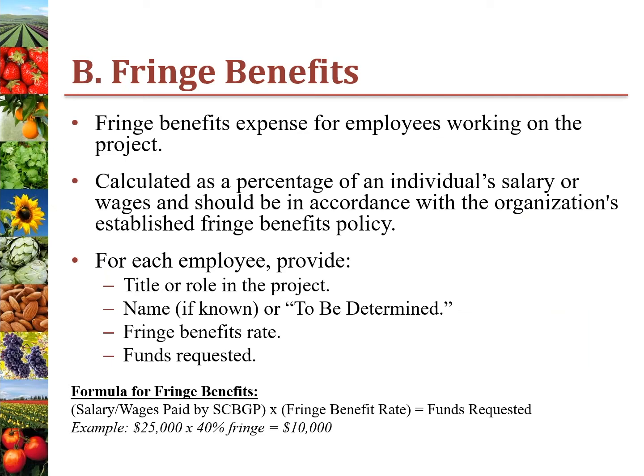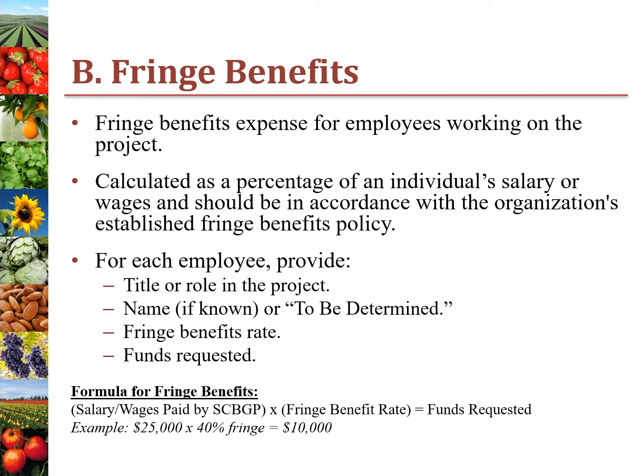Category B is for fringe benefit expenses for employees working on the project. Fringe benefits include such things as paid leave, health insurance, and unemployment, and are calculated as a percentage of the employee's salary or wages. This percentage should be determined in accordance with the applicant organization's established fringe benefit policy.